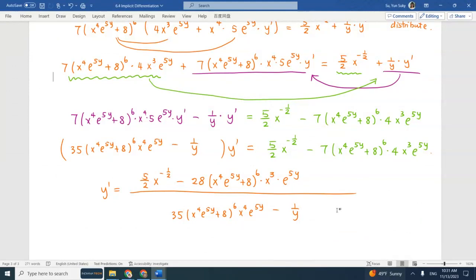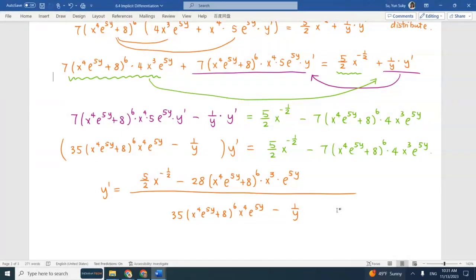Oh, because 7 times 5 is 35, and 4 times 7 is 28. So if you want to put 7 and 5, yeah, feel free to do that. You won't get points off for that.